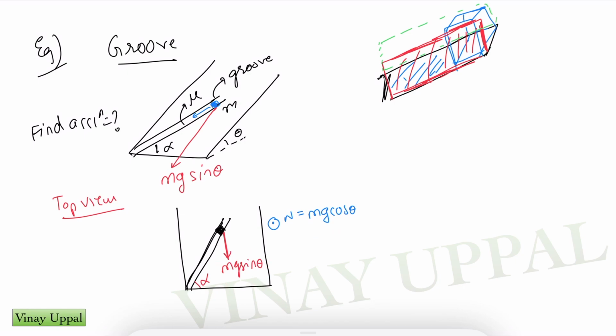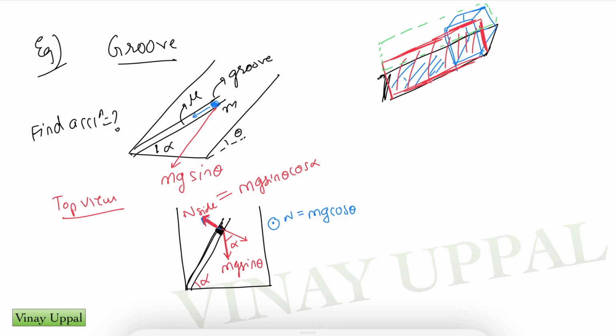However, mg sin theta has a component perpendicular to the groove. That component has to be balanced by some normal force. So that component will be balanced out by this red wall. So that will be a normal force by the side wall. So the normal force by the side wall will balance out the component of gravity. So this angle is alpha. The component of gravity perpendicular to the groove would be mg sin theta cos alpha. So the side wall of the groove will apply a force of mg sin theta cos alpha on the block.